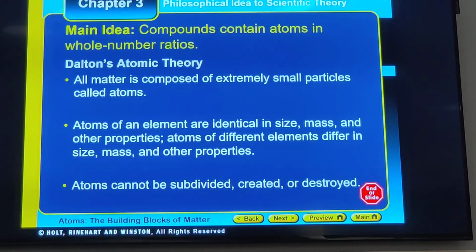Atoms cannot be subdivided, created, or destroyed. You can't make atoms, you can't destroy atoms, and you can't subdivide them, chop them in half or chop them in a fourth. Okay? So this is in chemical reactions. Now, we're not talking here about atomic accelerators, which came along a lot later, back in the 1900s is when they came around. He's back in the 1600s? I always forget when he lived, something like that. Okay.